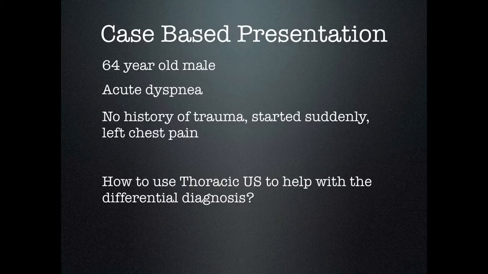A 64-year-old male has come in for your evaluation. He is acutely short of breath. He has no history of trauma. It started suddenly, and he's complaining of left-sided chest pain. So how do we want to use thoracic ultrasound to help with the differential diagnosis in this patient?